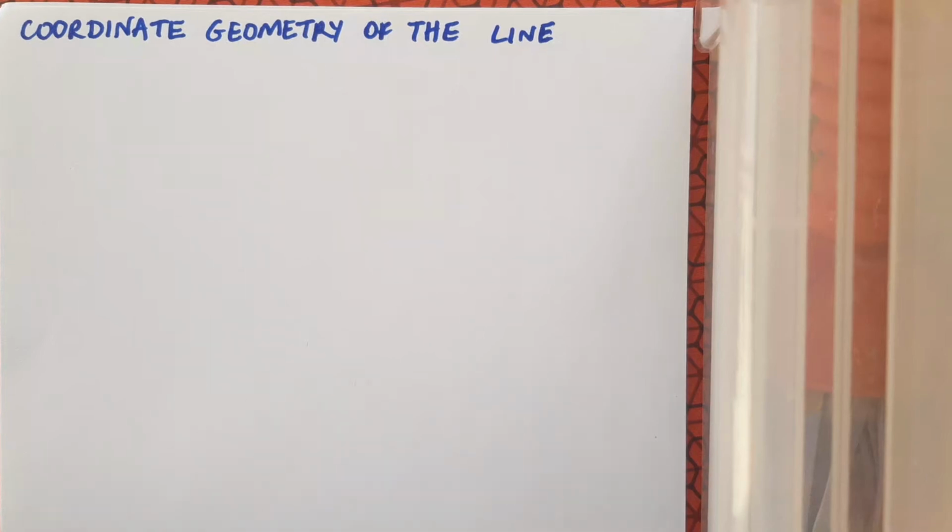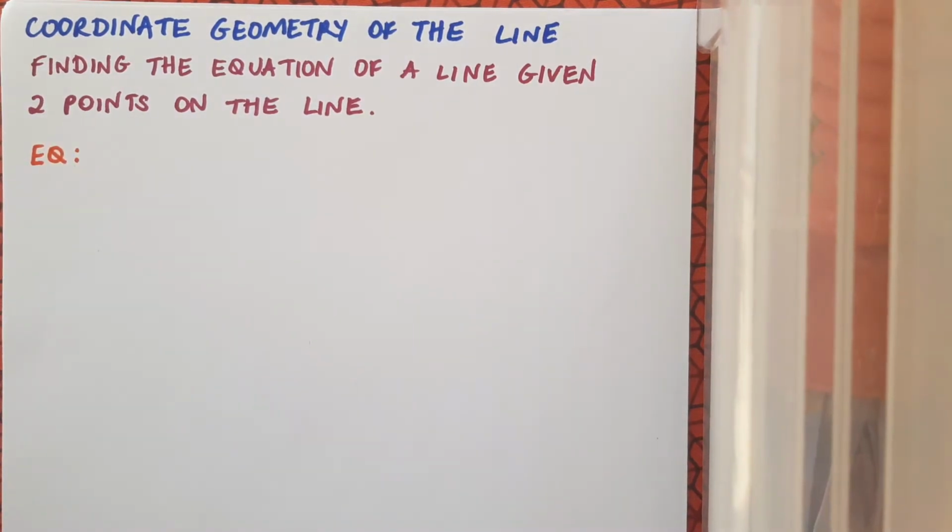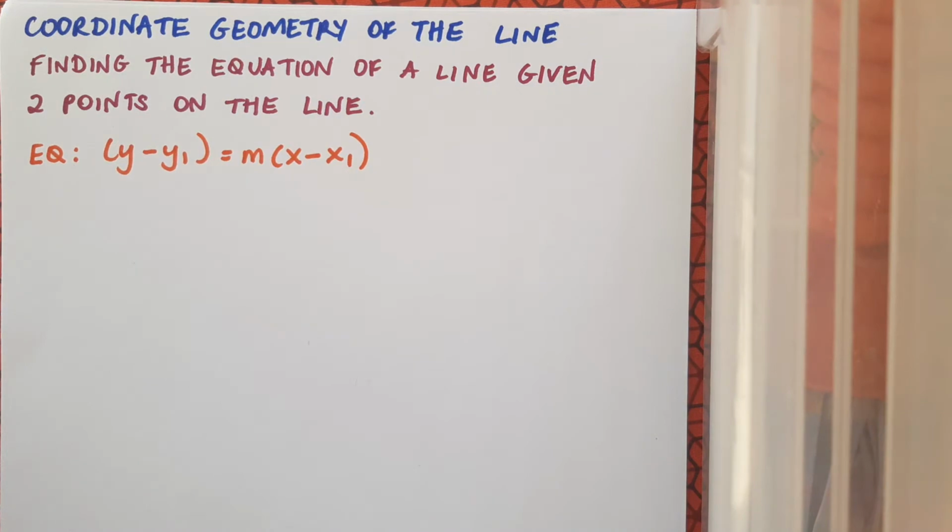In this video on coordinate geometry of the line, we'll be looking at how to find the equation of a line given 2 points on the line. And before we do an example, let's just remind ourselves of how we get the equation of a line. Well, we have a formula for the equation of a line first of all, which is y minus y1 equals m times x minus x1. This can be found on page 18 of the log tables.